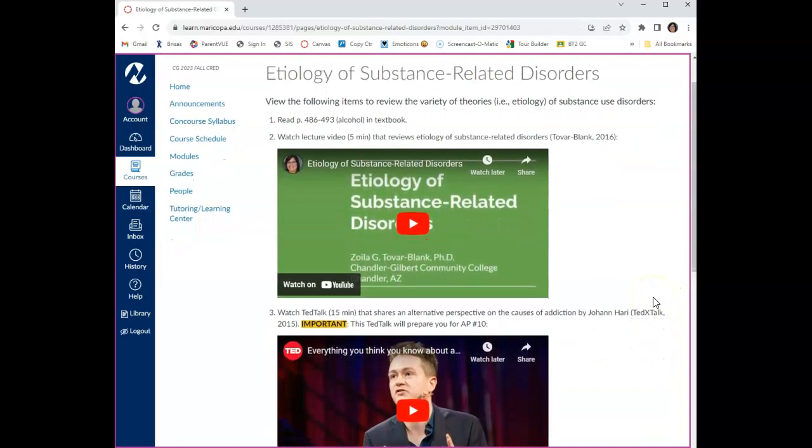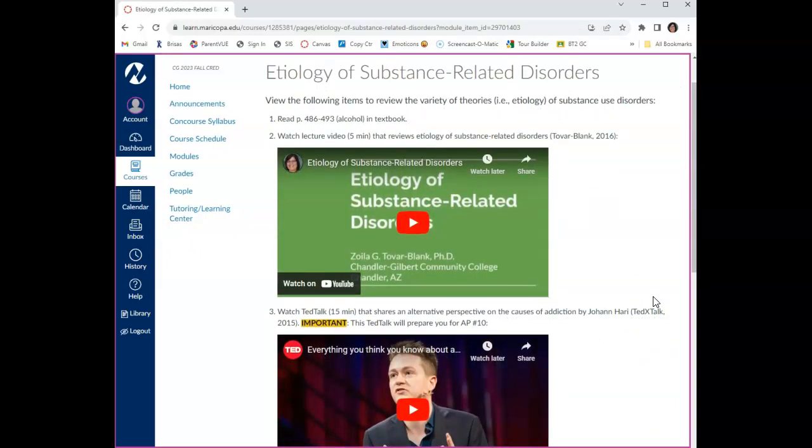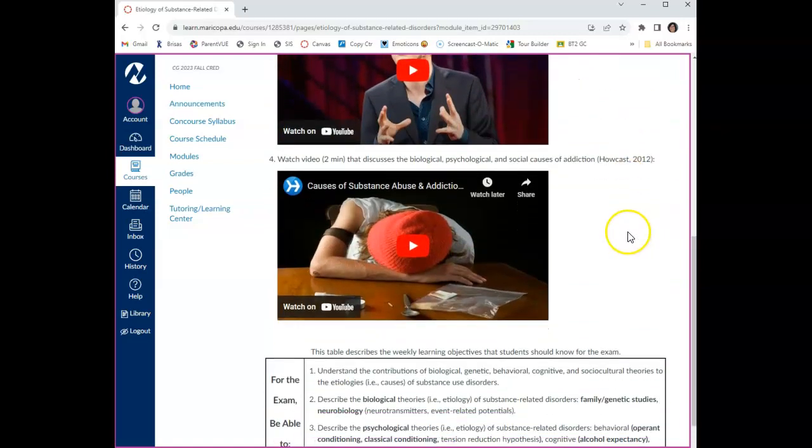The third section is etiology of substance-related disorders. The textbook focuses primarily on alcohol for etiology and treatment because of the large amount of research on alcohol abuse. It is important to note that there are 2 main perspectives on these disorders: biological causes and psychological causes. Please read the designated pages in the textbook and watch the assigned videos.